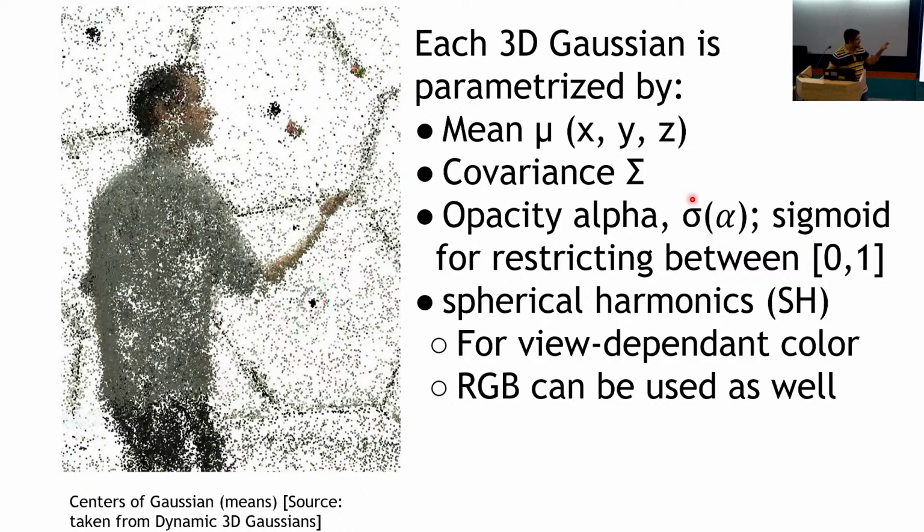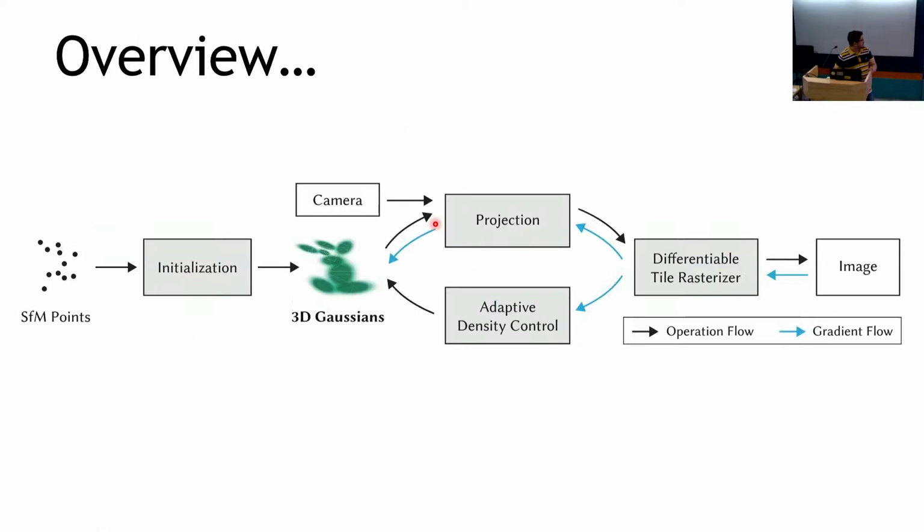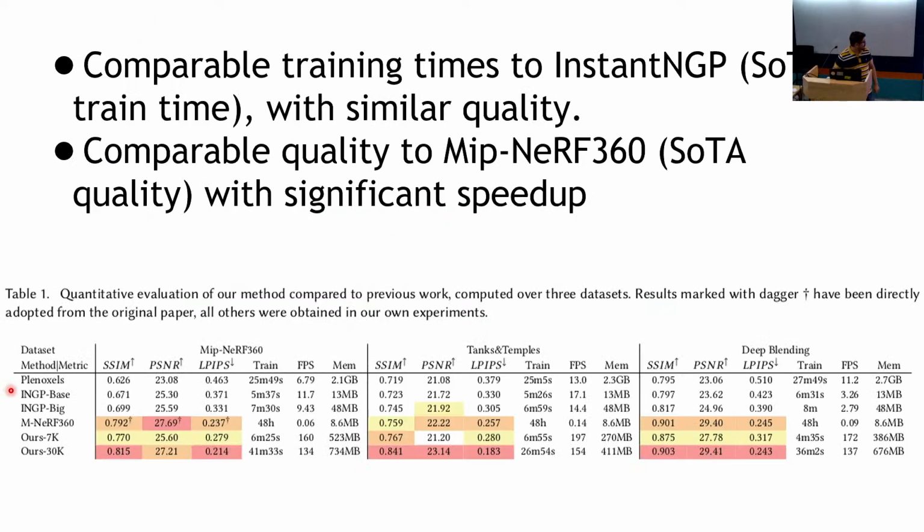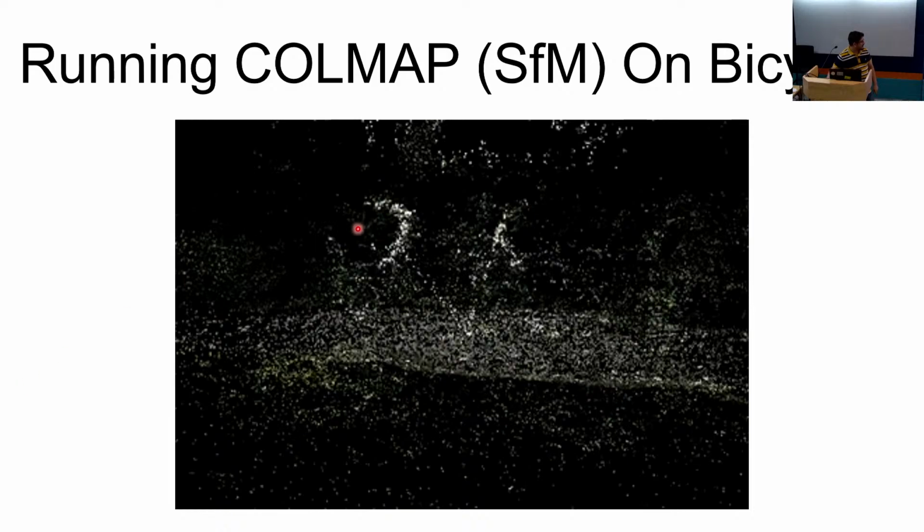So we will see how this mixture of Gaussians goes through a rasterization process to give you the final image. How do we train the model to get all these Gaussians? Yes, we'll come to that. So this is the overview. Okay. So if you remember, I showed you these SfM points, right?